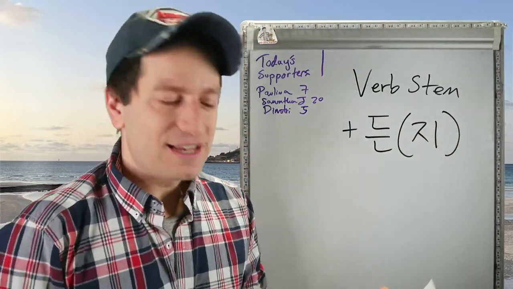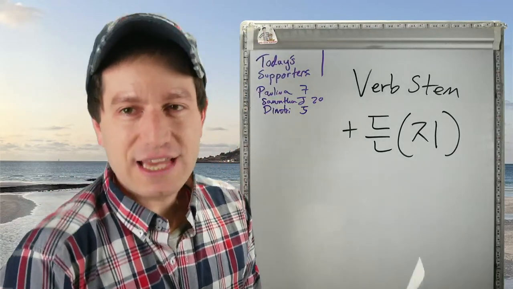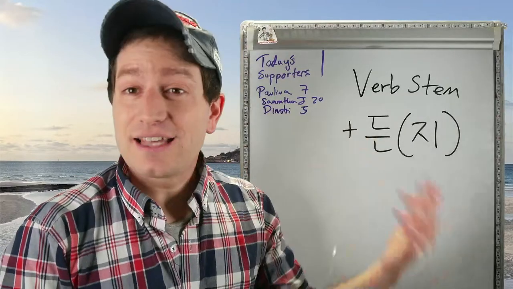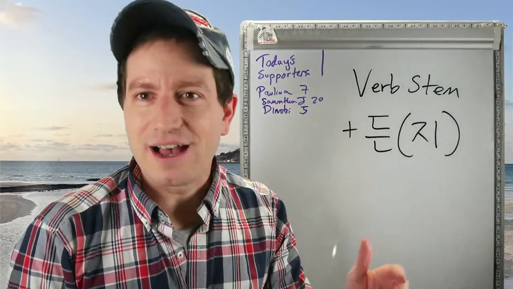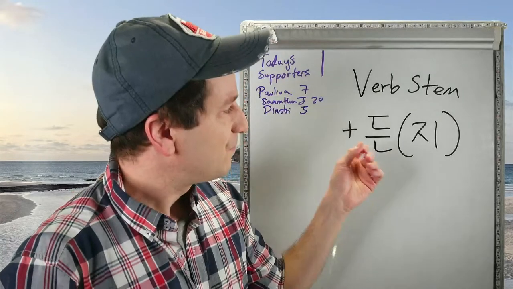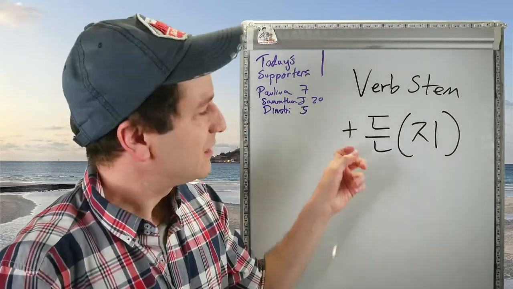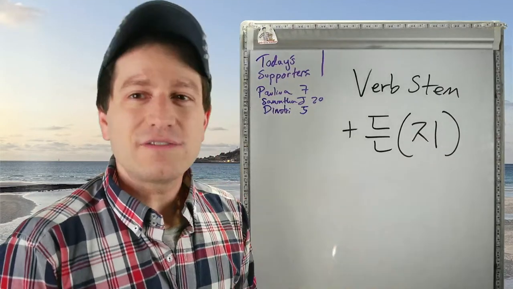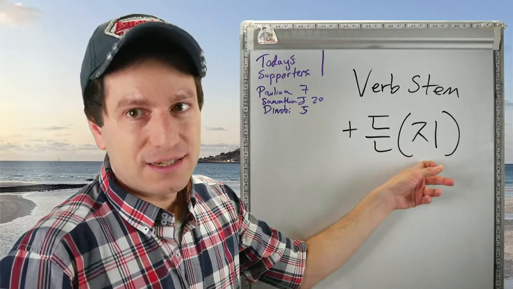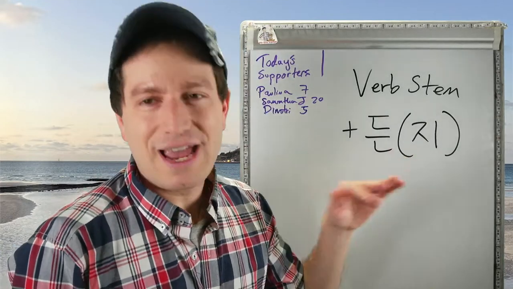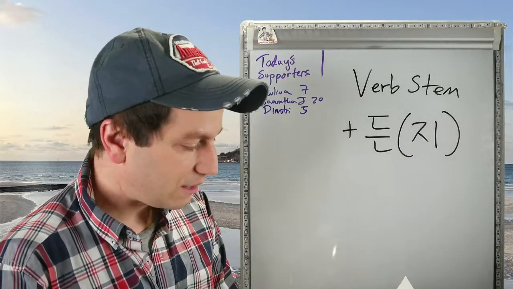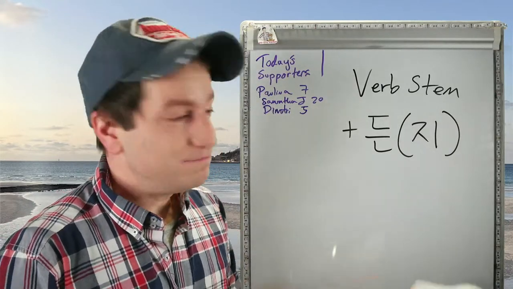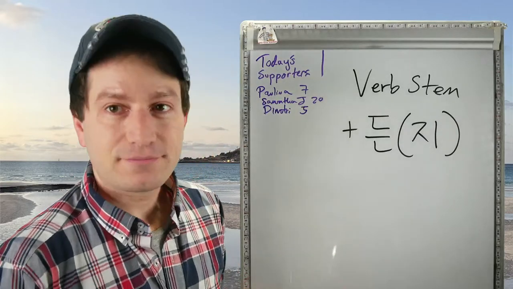The form we're going to be using today is very easy to conjugate. You just take a verb stem, any verb. So you take hada, for example, and you cut off the da, and now you have the verb stem, ha. Then you attach deon and optionally ji, deonji. Most of the time it'll be deonji, but you can also use deon. They have the same meaning. That's all you need to know about how to conjugate it. Any questions?